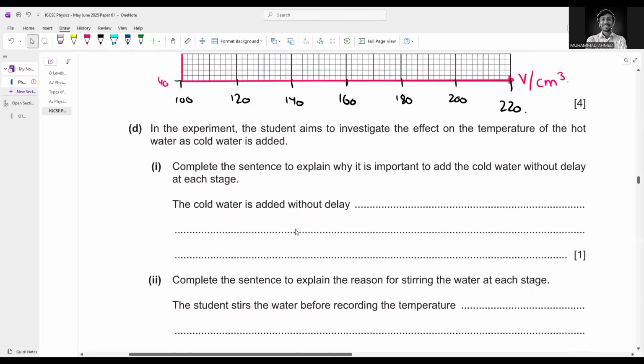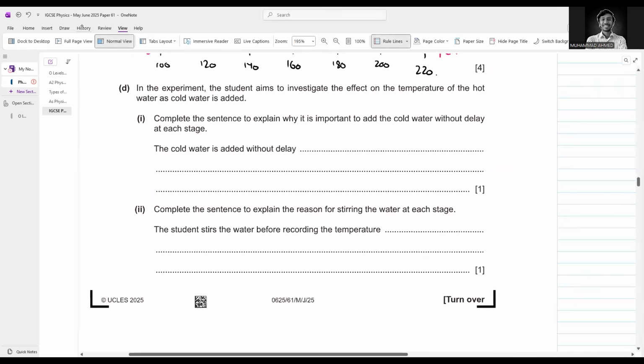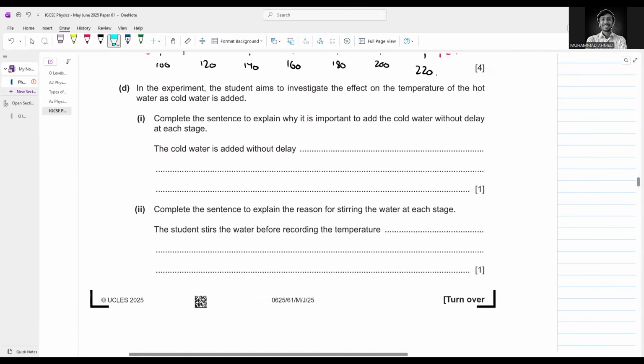Let's move ahead. In this experiment, okay, let's zoom out a bit. In this experiment, the student aims to investigate the effect on the temperature of hot water as cold water is added. Perfect. Complete the sentence to explain why it is important to add the cold water without any delay. बेटा हमने cold water without any delay क्यों डालना है? At every stage, the cold water is added without delay. Why?